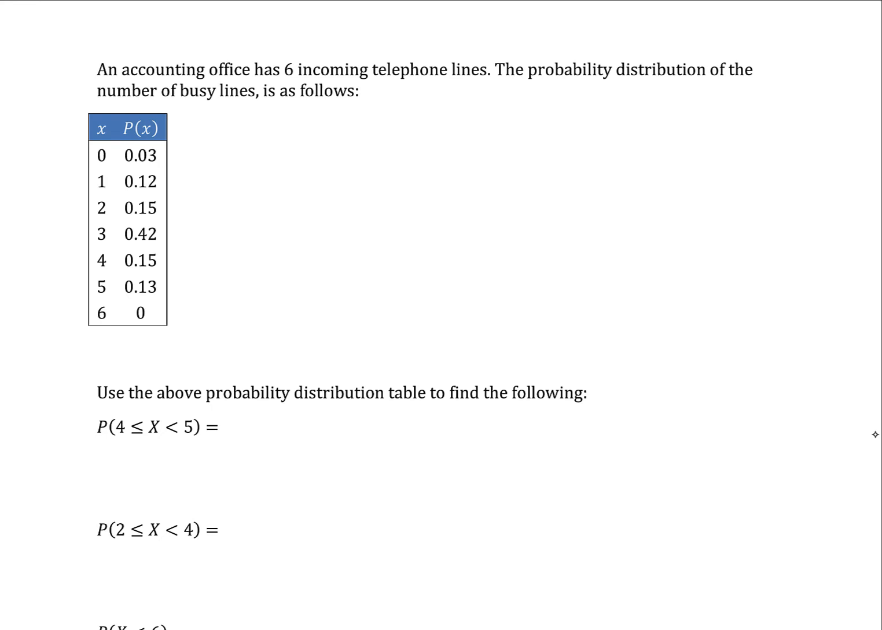An accounting office has 6 incoming telephone lines. The probability distribution of the number of busy lines is as follows. Use the above probability distribution table to find the following.